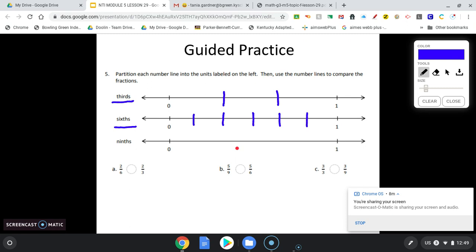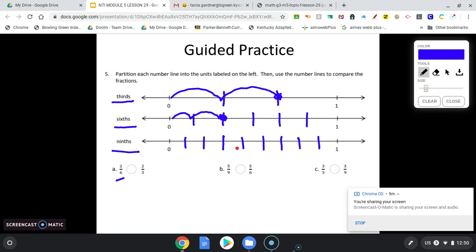So 6 equal parts. And then this one says ninth. So we need to partition it into 9 equal parts. So let's see. 1, 2, 3, 4, 5, 6, 7, 8, 9. Okay? So now let's look at 2/6. Where would 2/6 be? 1/6, 2/6. So I'm going to plot that there. And 2/3, where would it be? 1/3, 2/3. So I'm going to plot that there.